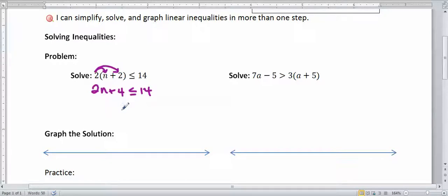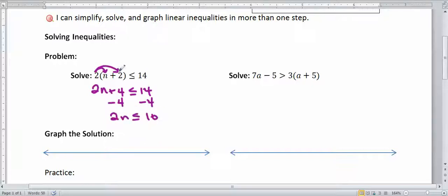Now remember, there's only one special rule. Think if you can remember it for a second before I say it. The special rule for inequalities is that if I ever multiply or divide by a negative number, what do I have to do to the sign? Think about it. Flip it, right? Flip the sign, and the only time that you ever do that is if you multiply or divide by a negative. Alright, so in this case, I've got plus 4. So I'm going to subtract 4 from both sides. Get 2n is less than or equal to 10.